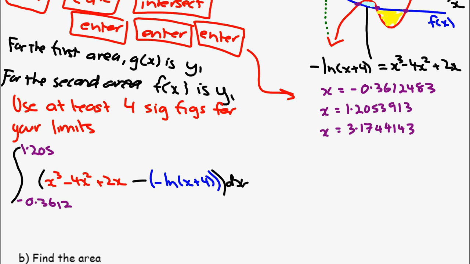Now to that, we've got to add the second region. Plus, you've got more space just right below. I'll try to put it all together. And then you've got different limits this time. 1.205 is the bottom limit. 3.174 is the upper limit.